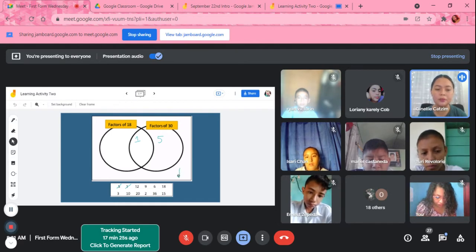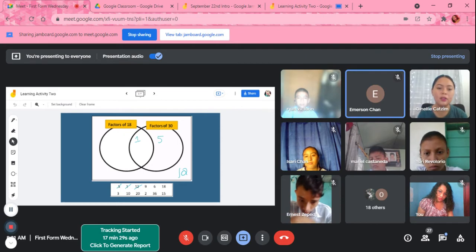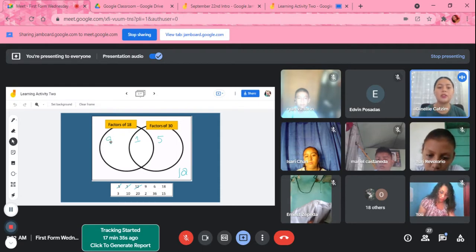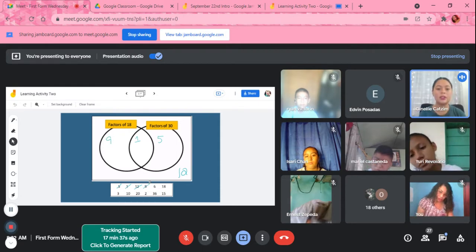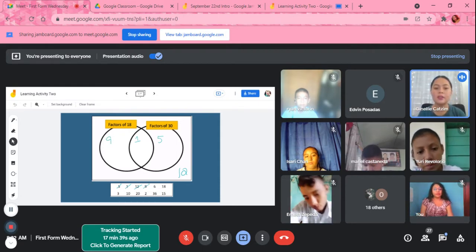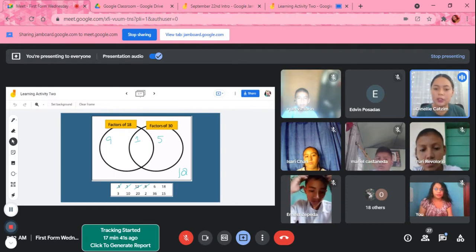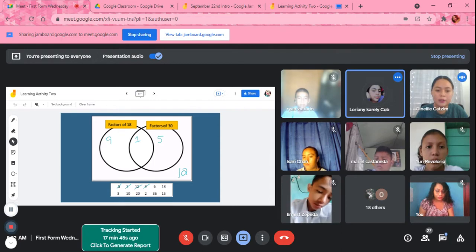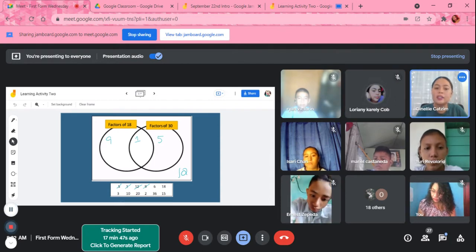We have 9. 9 is a factor of 18. It's not a factor of 30. So we just put it on the 18. Now we have 6. Is 6 a factor of 18? Yes, it is a factor. And it is also a factor of 30. Very good.